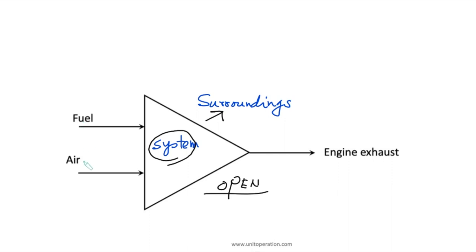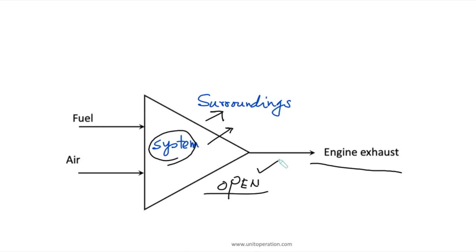So there is an exchange of mass. These are the masses coming in, and the combustion products going out. So there's an exchange of mass between the system and the surrounding. And there's an exchange of energy between the system and surrounding also, as it is getting heated. Some amount of heat is being transferred from this hot combustion engine to the surrounding. So exchange of mass is allowed, exchange of energy is allowed. So this is an example of an open system.